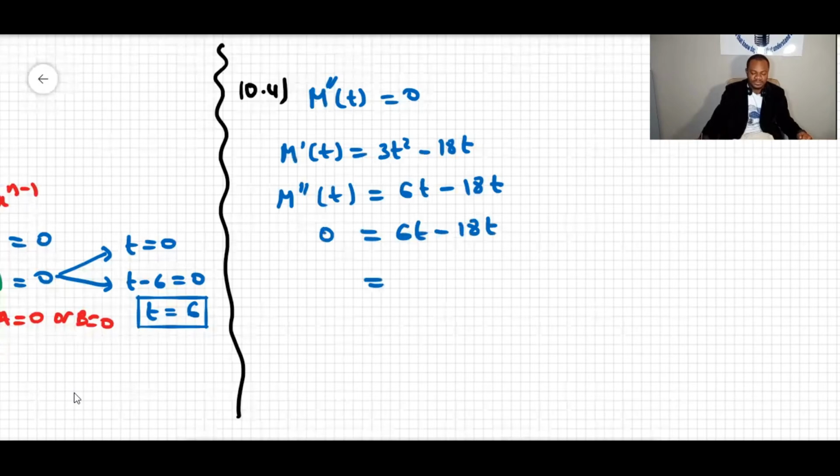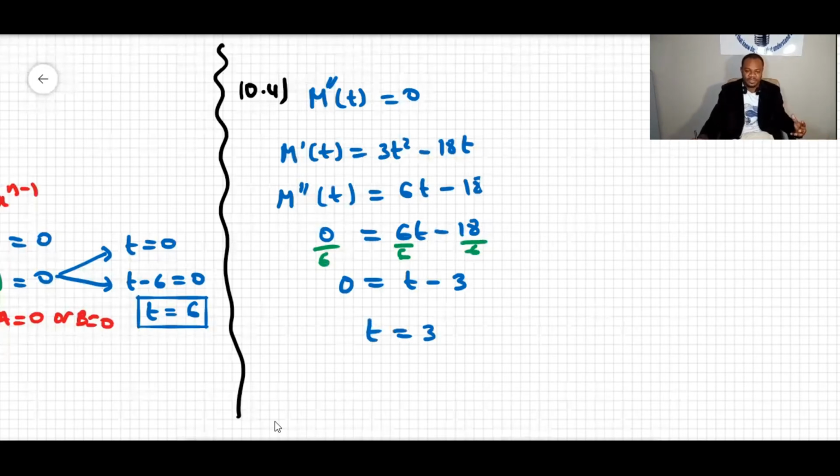Again, we can factorize here. We can take 18, sorry, not 18t, but 18. When you differentiate, the t here will disappear. So we can take 6 as the common factor, or we don't need to do that. We can just divide the whole equation by 6, and then we have 0 equal to t minus 3. If we move the 3 over, t will be 3. So we can say that the mass of the baby will decrease fastest on the 3rd day. Okay, so t is equal to 3.